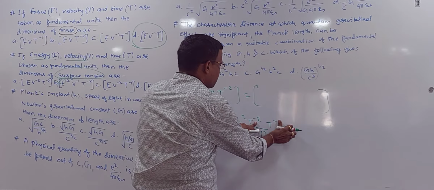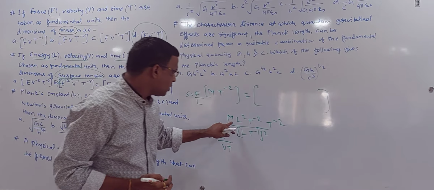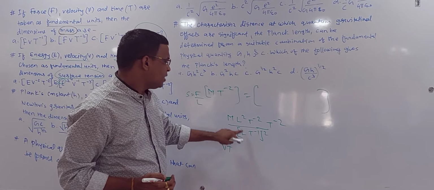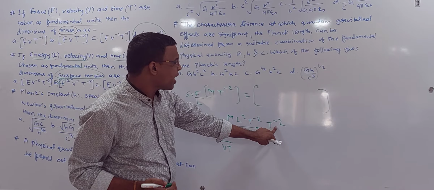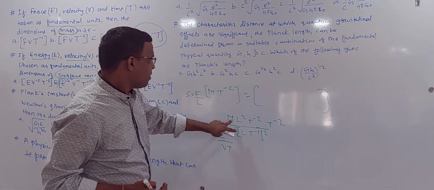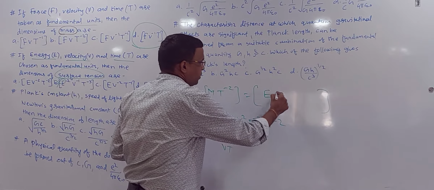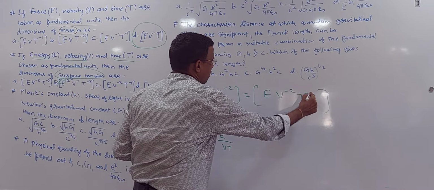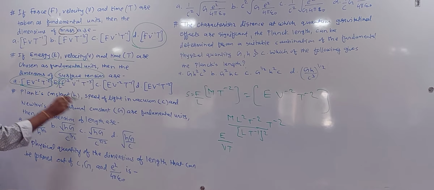So that means one more T minus 2. Check this out quickly. M remains as it is. L2 gets cancelled, T minus 2, T minus 2 gets cancelled. T minus 2, L2. So we got it. We got what? M L2 T minus 2. That means energy, V power minus 2 and T power minus 2.